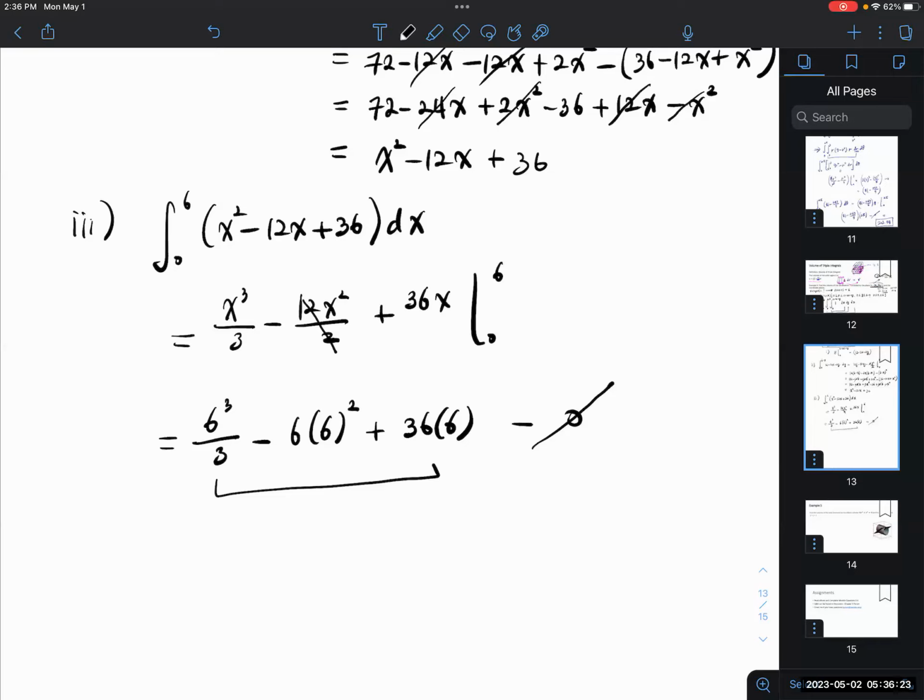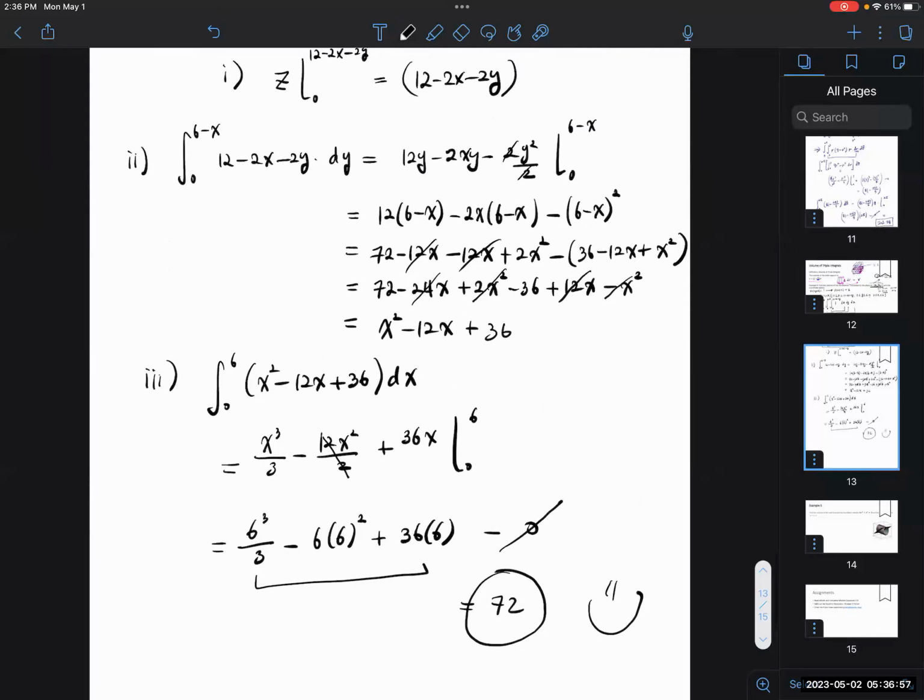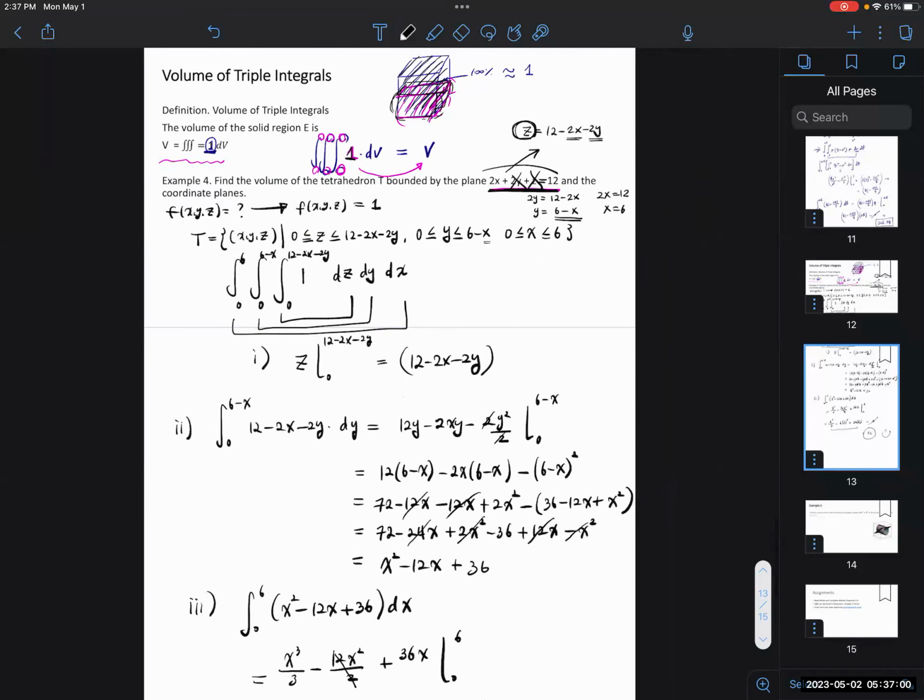Let's calculate it. I can go to decimals if you want. So plugging in, 6 times 6 times 6 is 216, divided by 3, minus again 6 to the third, 216, and then plus 36 times 6. I'm just using decimals to calculate it. Ooh, I got it, 72. So that's actually the volume. They're only filling out 72 out of 100. That's what that means.